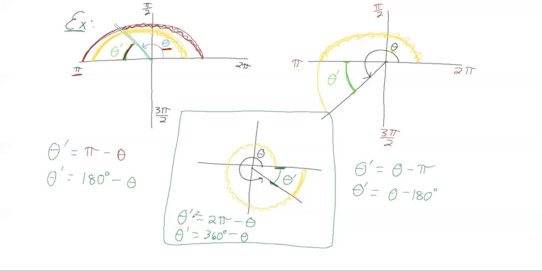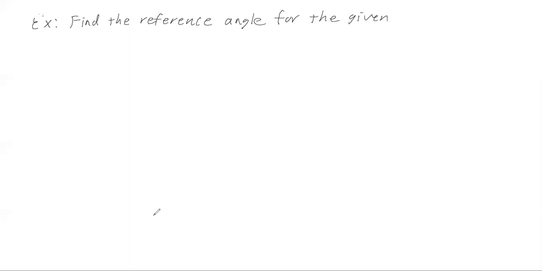All right, what if we do some examples with these? What if we have an example that reads, find a reference angle for the given angle. Find a reference angle for the given angle. For the given angle, we're going to have 225 degrees. We're going to start out with.